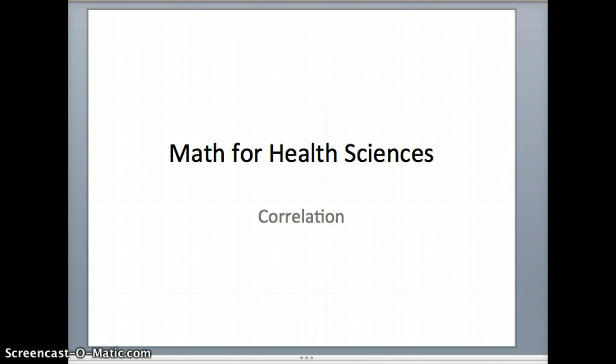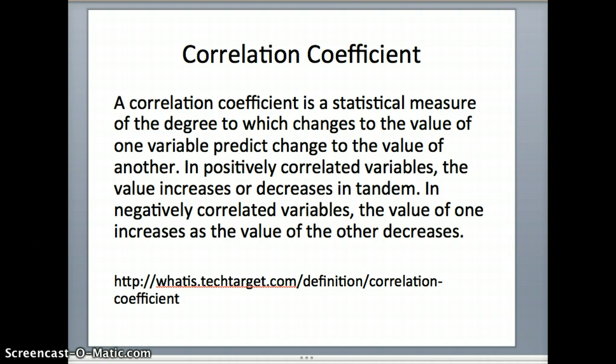Now, a correlation coefficient is a number that reflects the relationship between two variables. So think about a set of x values, think about a set of y values, think about a graph of those points, and what we can say about those points. Now, the correlation coefficient is a measure of the degree to which changes of one variable predict the changes in the other variable.